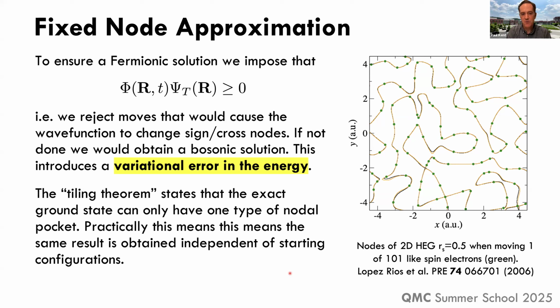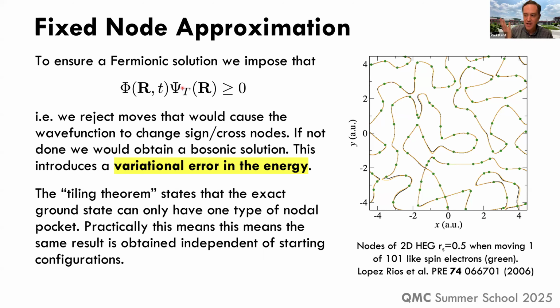And the realization of what is done to ensure a fermionic solution is to adopt the nodes or the zeros of the trial wave function. So we enforce that this projected diffusion Monte Carlo wave function has the same zeros or nodes as the trial wave function. In practice, that means you reject moves that would cause a change in sign in the wave function. And this means that we then get a fermionic solution. And fortunately, it turns out that this scheme is not just some arbitrary approximation. It is a scheme that is properly variational in the energy.